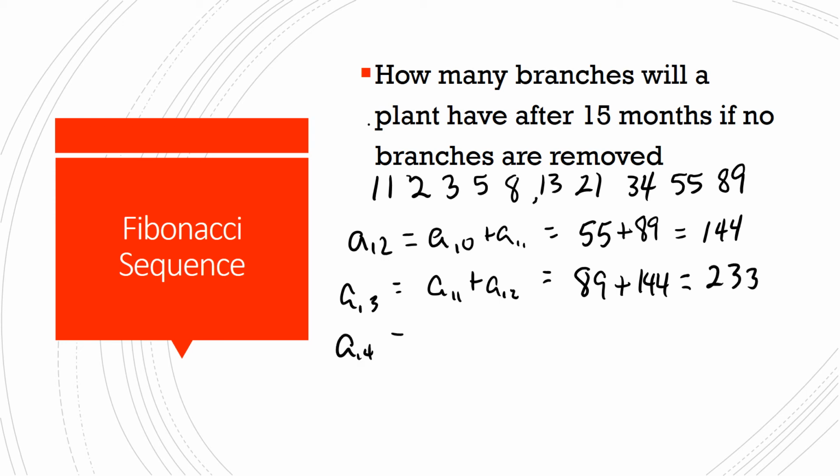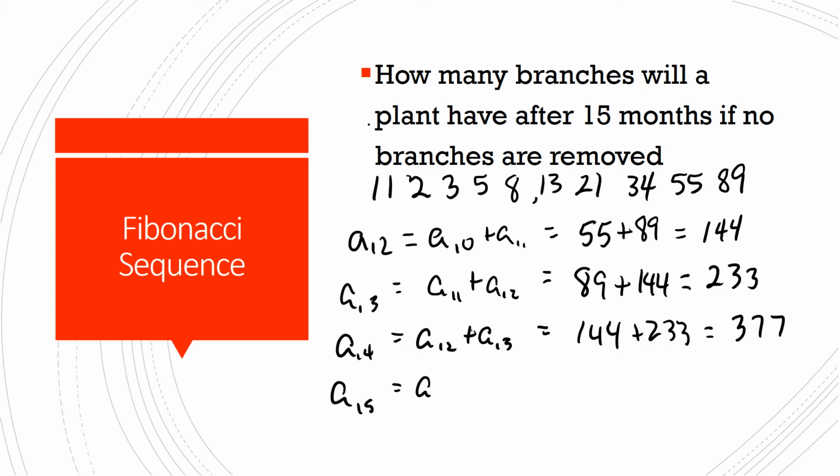The 14th number in the Fibonacci sequence is going to be A12 plus A13, and that would be 144 plus 233 equals 377. And the 15th number in a Fibonacci sequence is A13 plus A14, or 233 plus 377, which would equal 610.